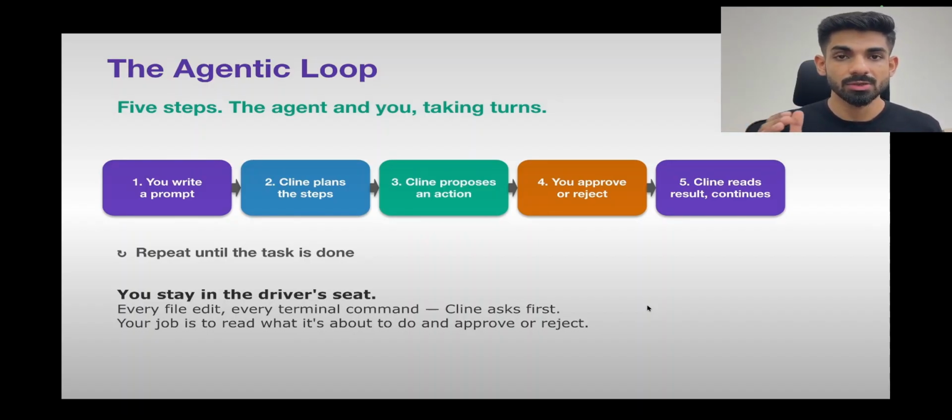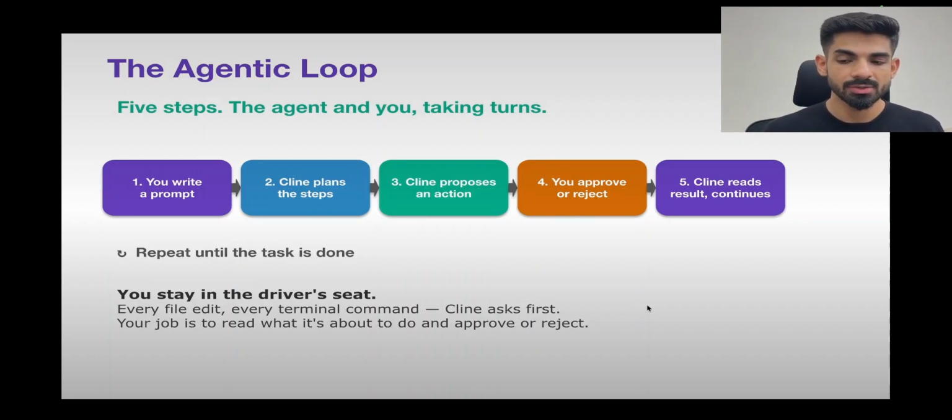Let's say it says that first it will go to LinkedIn and scan for all the jobs. If you think that this action is correct, you can just click on approve and it will automatically do it for you. So you can see that you are the main approval. You are the boss of the AI who will either approve or reject something. Cline will read that particular result and then it will continue. This process will keep going until everything is completed.